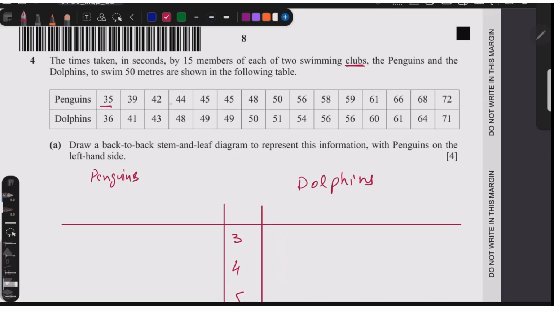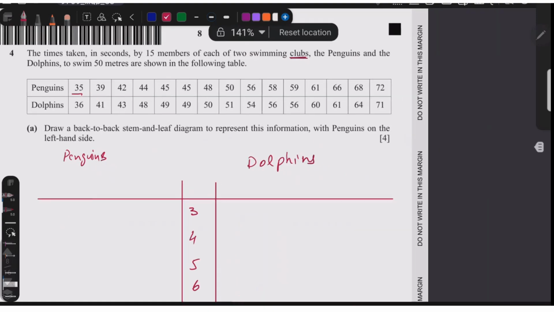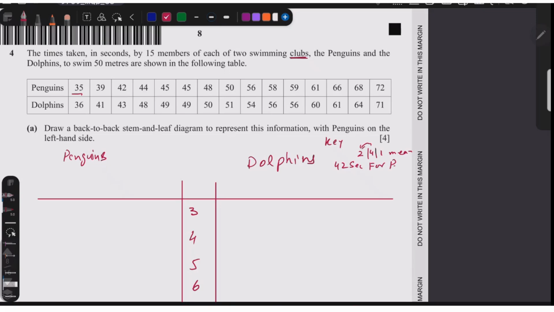First thing is we need to develop a key, and let's write the key here. If we write here 4, and on the left of this is 2 and right of this is 1, we read it as 42 seconds for penguins and 41 seconds for dolphins.